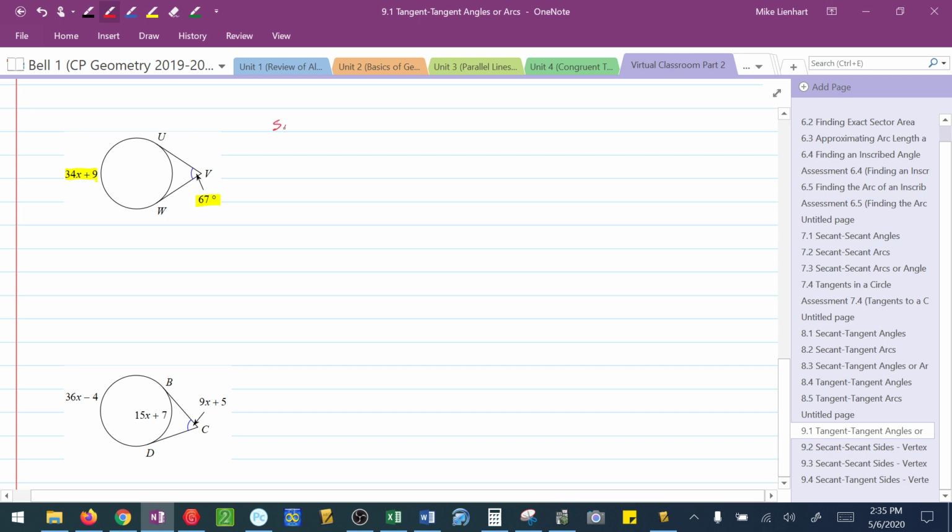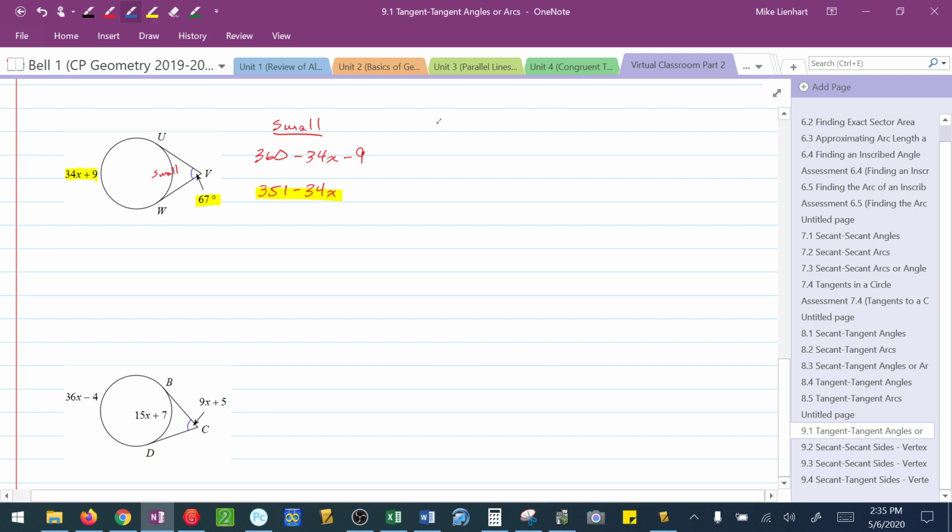So I'm going to write this over here. To find small, I know that the whole circle is 360, but I have to take off the arc that I know. And again, remember this is for tangent, tangent. So I'm going to subtract 34x, and I'm going to subtract 9, and that gives me 351 minus 34x, and that's small here. Okay? There's my three pieces.